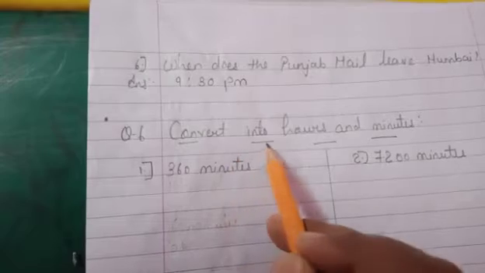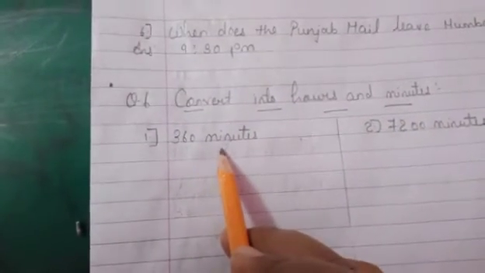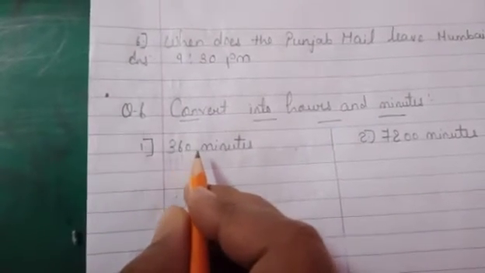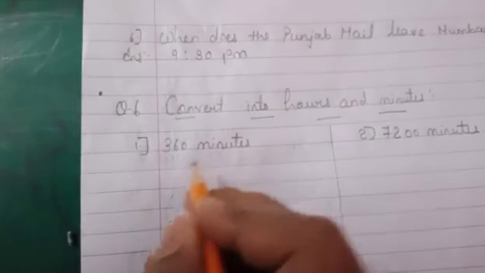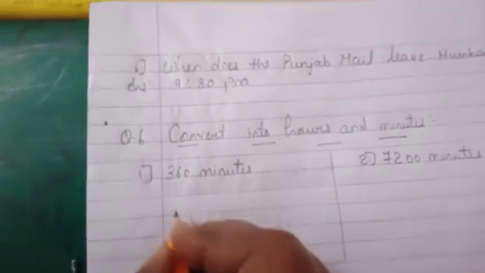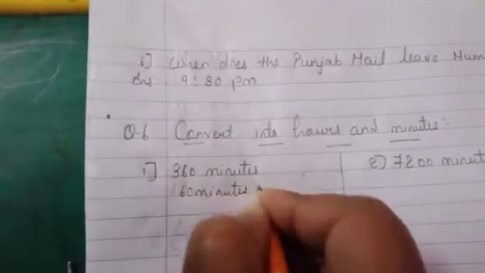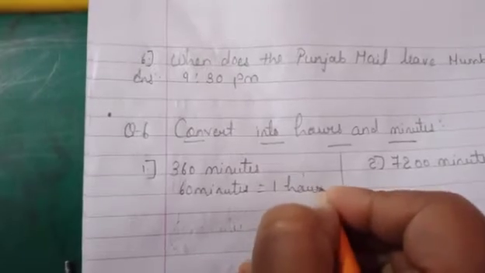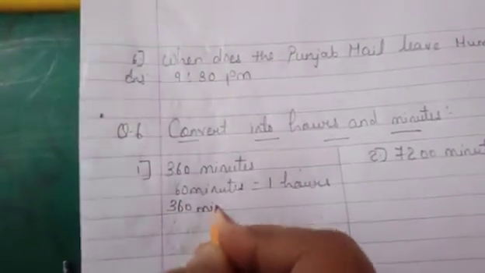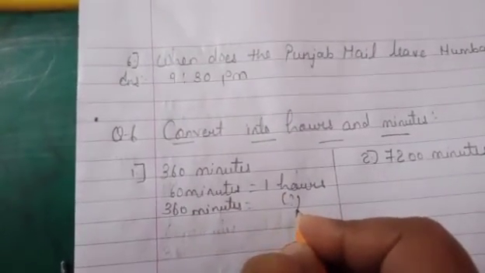Question number 6: convert into hours and minutes. Here minutes are given in the question, so we have to convert them into hours. The first one is 360 minutes. We know that 1 hour equals 60 minutes, so conversely 60 minutes equals 1 hour. We have to convert 360 minutes into hours, so we write a question mark.